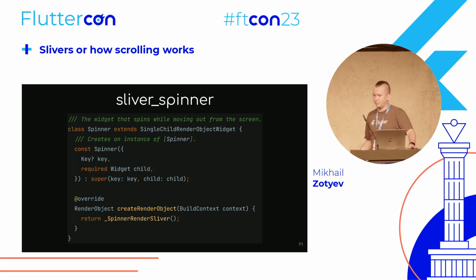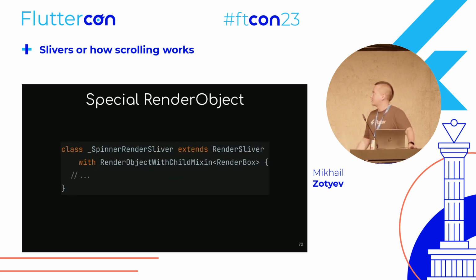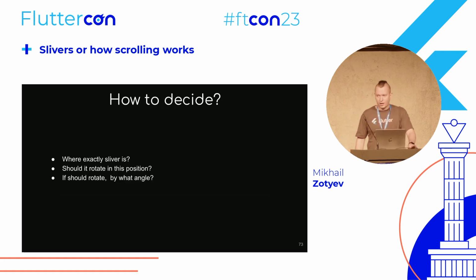And in this implementation, we need to create a special render object. Let's call it SpinnerRenderSliver. What is this? It just extends RenderSliver with a special mixin which will help us a bit with the calculation. Because our child is a regular widget, it has this parameter, RenderBox. So how can we implement this?